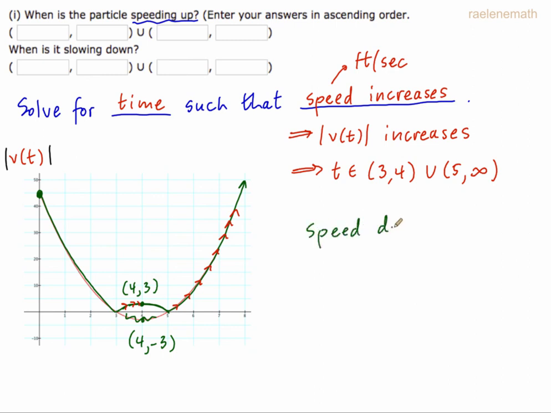The second question is a variation on that and asks when is the speed decreasing, or slowing down. The particle slowing down is the same as speed decreasing, which is solving for the absolute value of velocity to be decreasing. And the time values for that belong with 0 until 3, and then from 4 until 5.